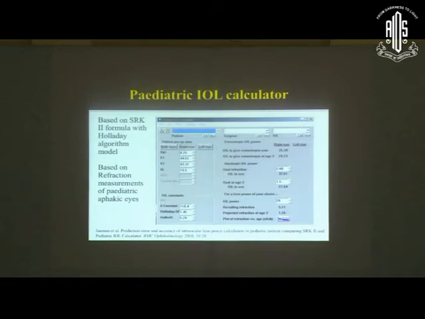There is a pediatric IOL calculator which was based on the SRK II formula with the Holladay algorithm, and it incorporates small details like refraction. You feed in the target refraction, the goal refraction at age 2, and it calculates the intraocular lens power which you need to use if you want a target refraction of this much at this age.